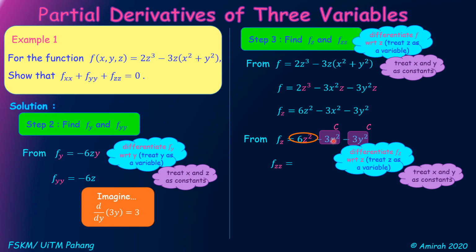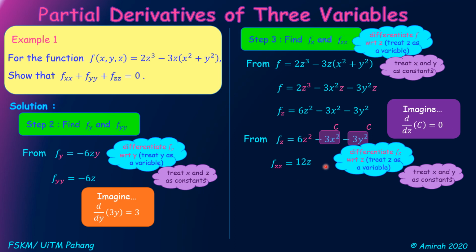Then to differentiate 6z squared, we just imagine we want to differentiate 6z squared with respect to z. So using power rule, we get 12z. And then to differentiate a constant here, we imagine we want to differentiate any constant with respect to z. The answer is 0. So that's why we have nothing here. It means minus 0 and then minus 0 here, no need to write. So our fzz equals 12z. Now we are done finding fzz.